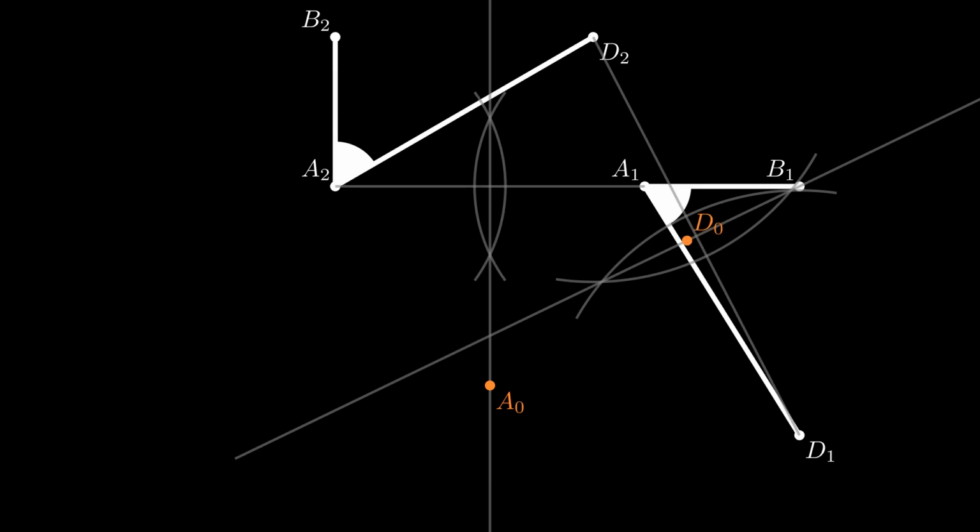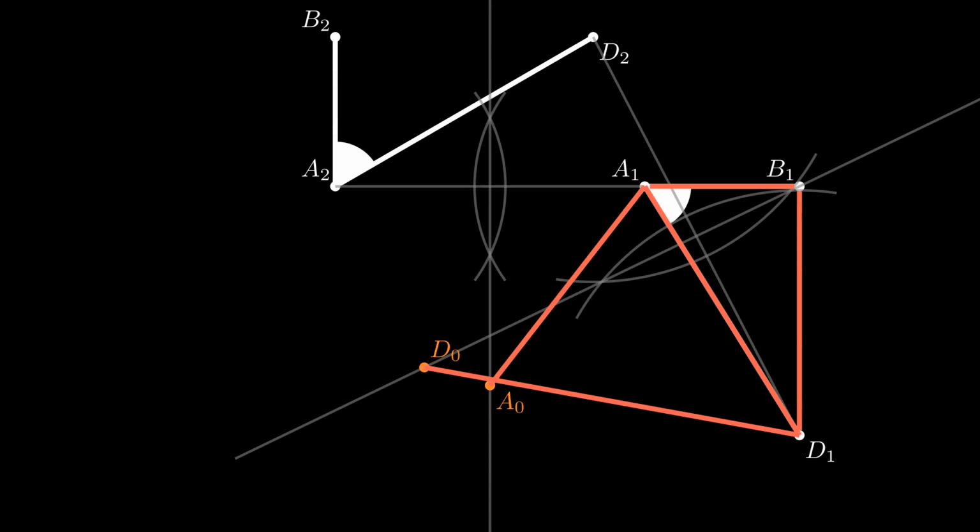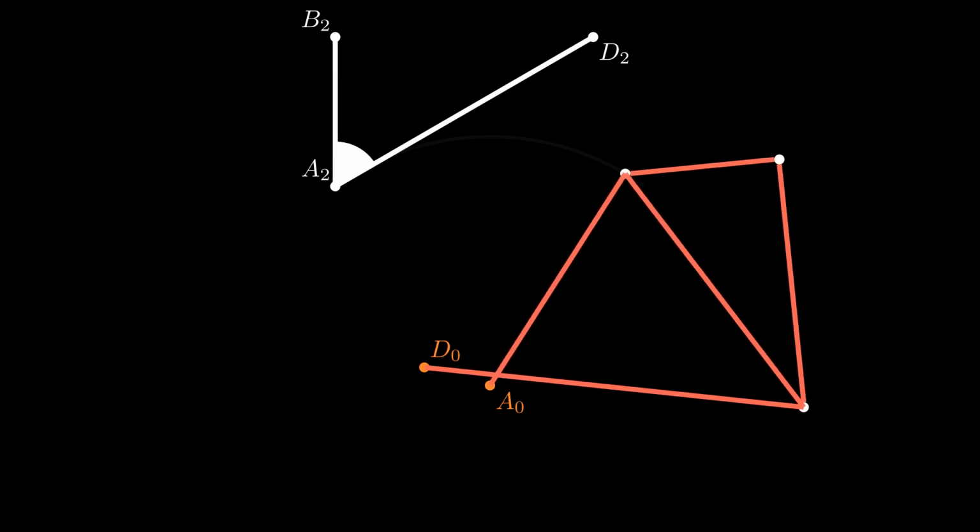For D0, select a point on the perpendicular bisector through D1 and D2. Then you can draw the crank rocker mechanism and connect A0 with A1 and D0 with D1. As you can see, the crank rocker mechanism is working.